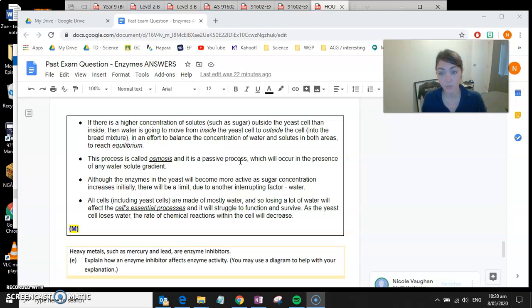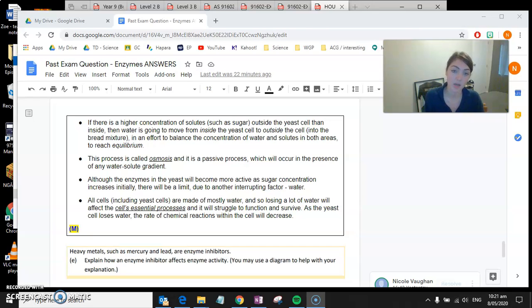As the yeast cell loses water, the rate of chemical reactions within the cell will decrease. That's all chemical reactions, including those involved in fermentation, cell division, etc. So the idea is, as you increase sugar, great, the yeast loves it for a bit, and then actually that sugar starts to affect the osmotic pressure in the cell, and it starts losing water. When a cell loses enough water, it can't do anything.